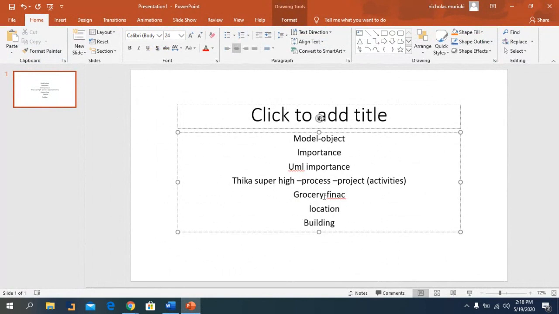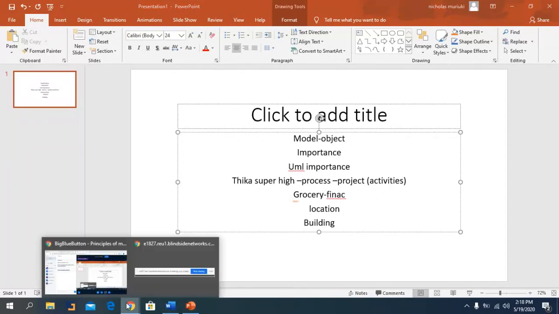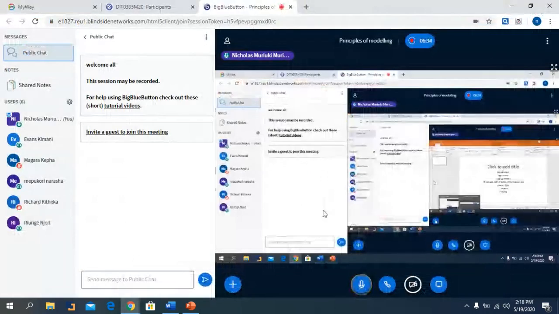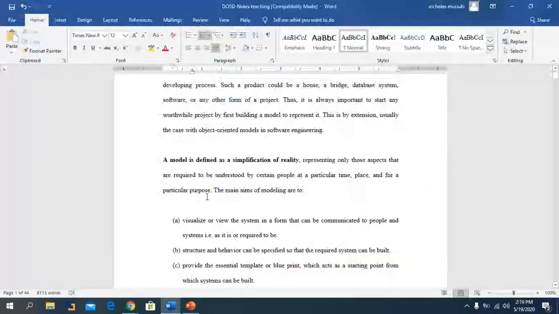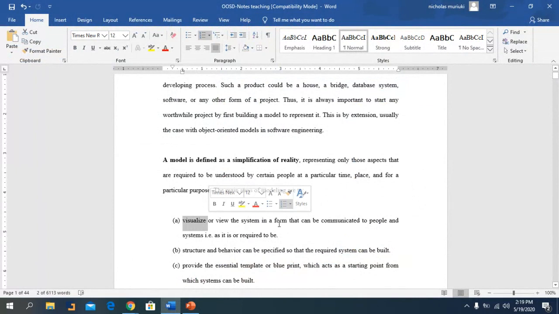So I want a glossary. So I try to draft from the first step until the last one. So when I try to model from the first one to the last one, that is the case that we can say we have to visualize. So one advantage of a model is that it allows you to visualize. It allows you to view the system in a form that can be communicated.